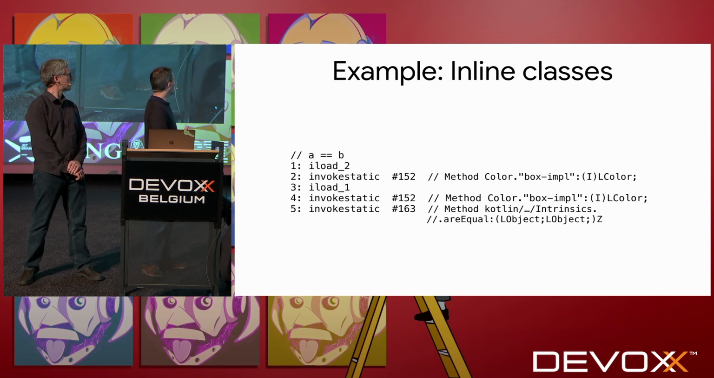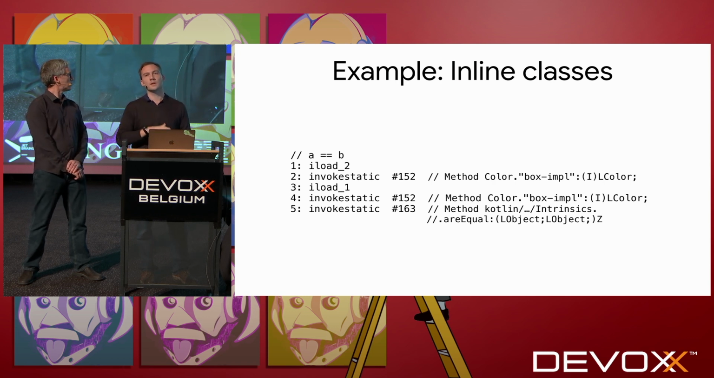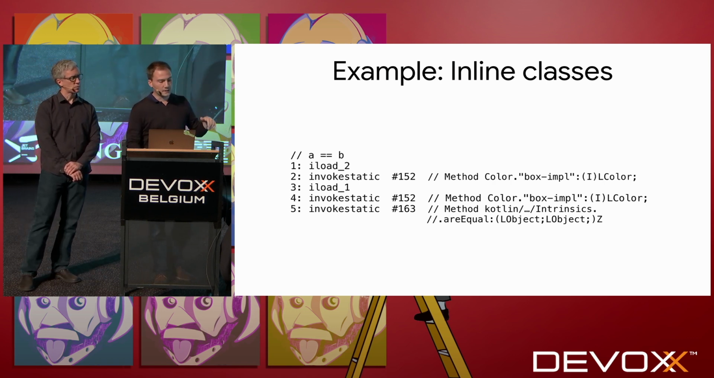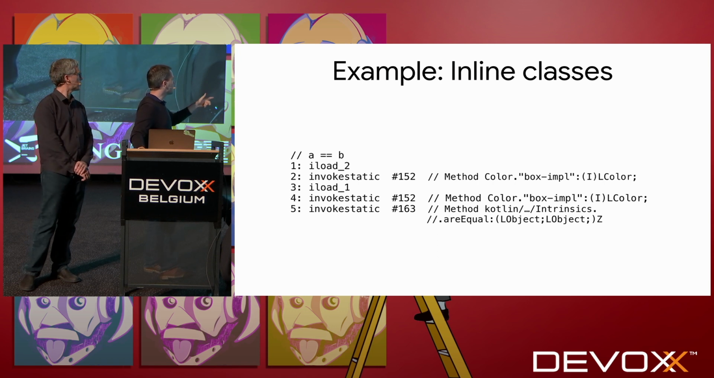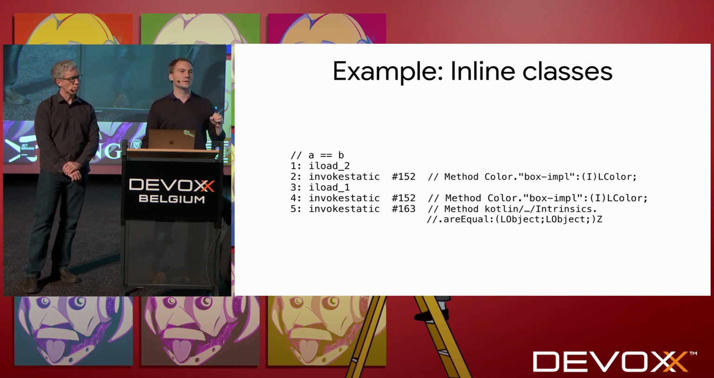We load the first variable that we want to test with the iLoad. Then we call this invoke static method, and that static method is box-impl. It takes an integer and returns a color instance. So here we're boxing. We're allocating memory just for the purpose of comparing 2 integers. Then it loads the second variable, boxes it again, and then finally invokes a second static function called requal that takes 2 objects. So just to be able to compare our 2 colors that are just 2 integers, we've allocated 2 instances of the color class.